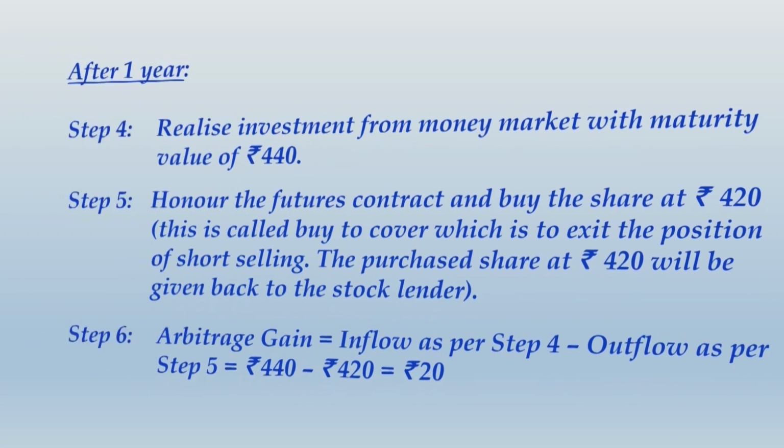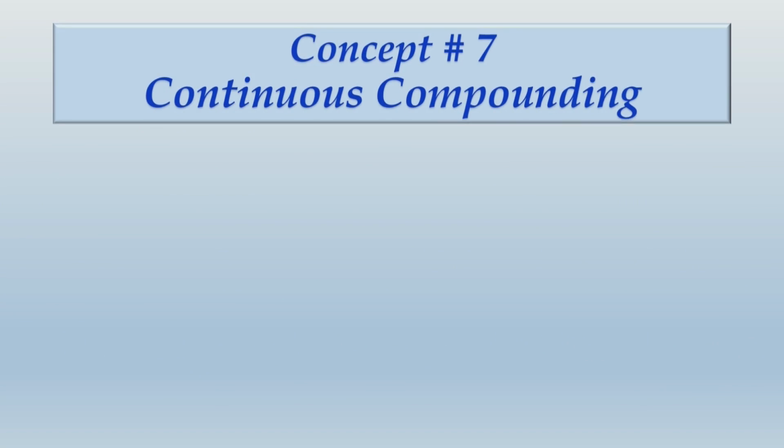Alright friends, let us move ahead and talk about the next concept, that is concept number 7, continuous compounding. This is all about determining the present value out of a given future value or determining a future value from the current spot price of the share. The way we have dealt with it in the earlier situation was using annual compounding. So here we are changing the base of compounding, that's all.